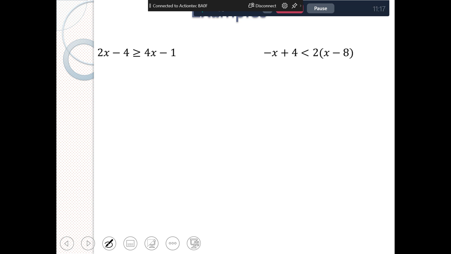So we need to isolate our variable first, so I'm going to subtract 4x from both sides. My 4x's cancel out here. I have 2x minus 4x, which will be negative 2x.